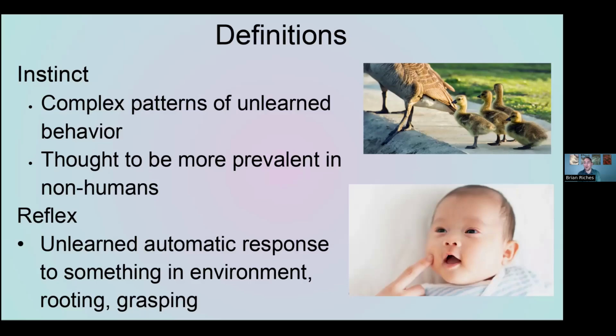So instincts are unlearned behaviors. They can be pretty complicated or complex behaviors. So geese following their parent is an example of an instinct. A brain just driving a fly towards a smell is probably an instinct and not a learned behavior.